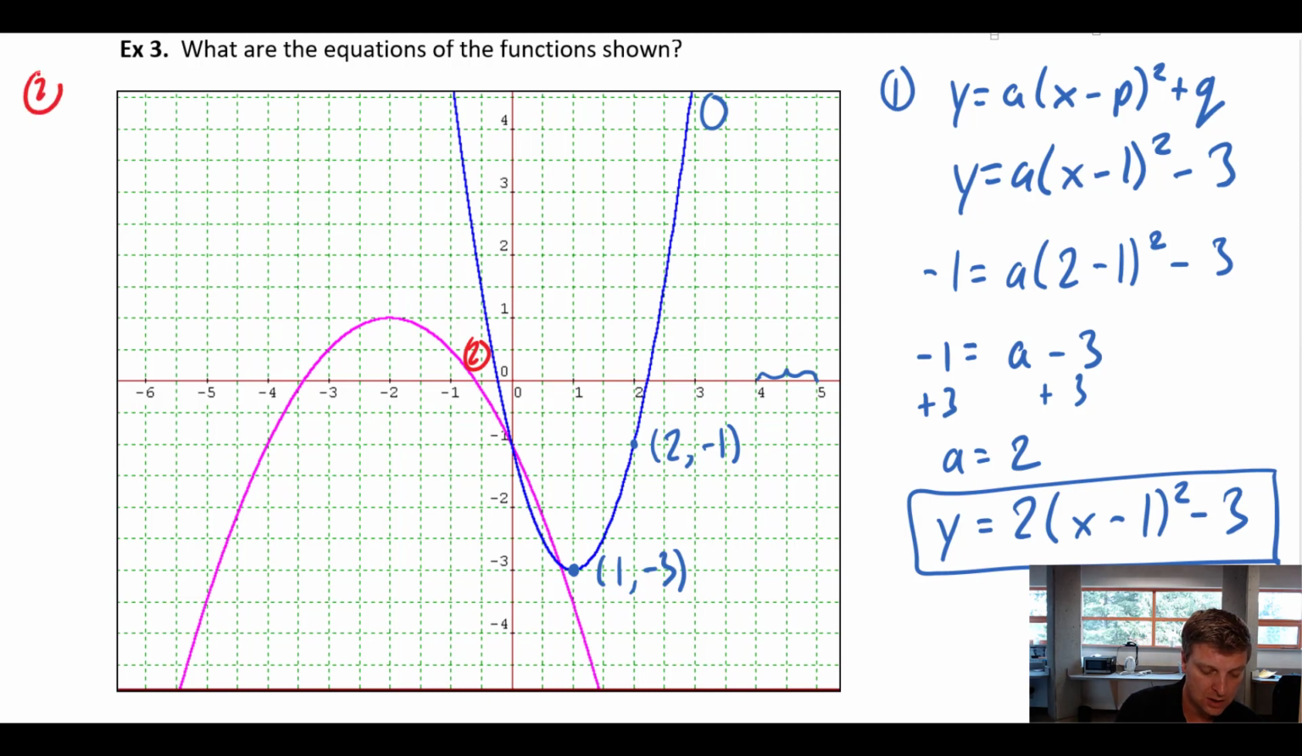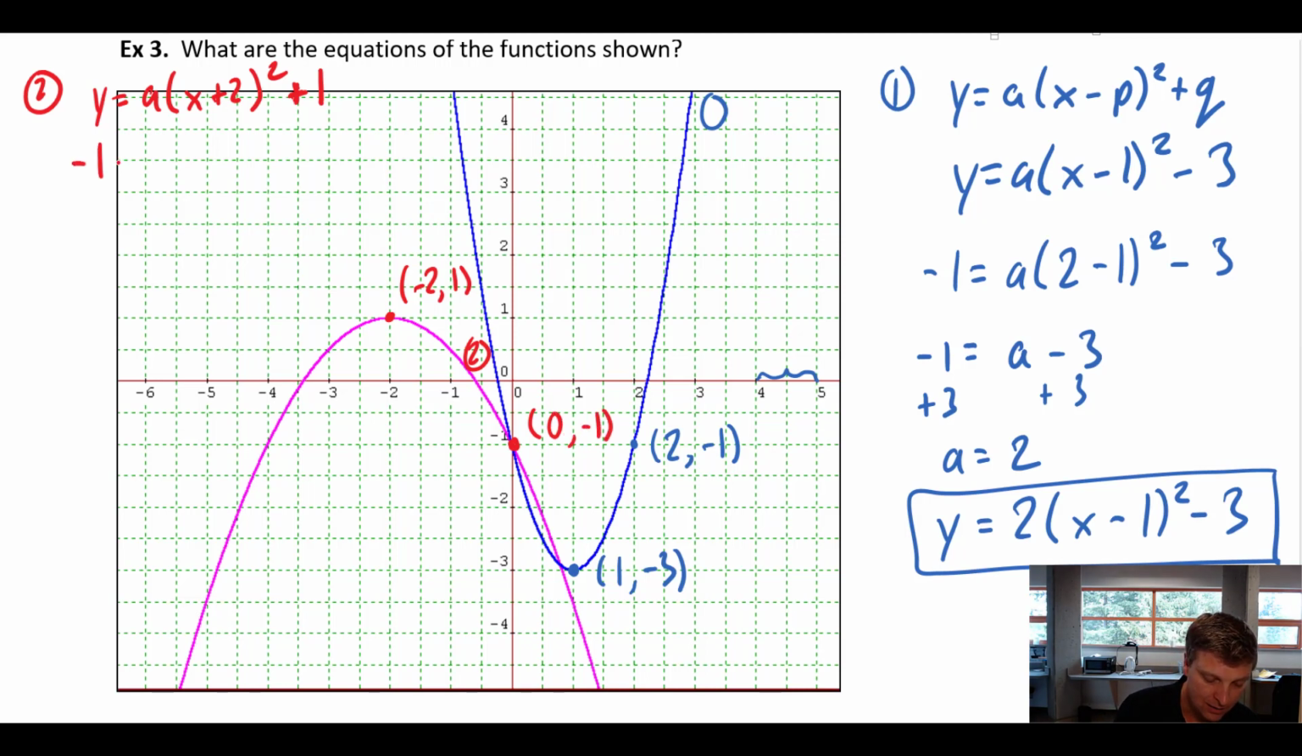So for the second function here, I know that my vertex is located at (-2, 1). So right off the bat, I can start with y is equal to a(x + 2)^2 + 1. And all I need to do now is identify another point that I could substitute in to find my a value. So maybe I'll use this one right here. That looks like a nice easy point to use. It doesn't matter which one you use. And so this point is at (0, -1).